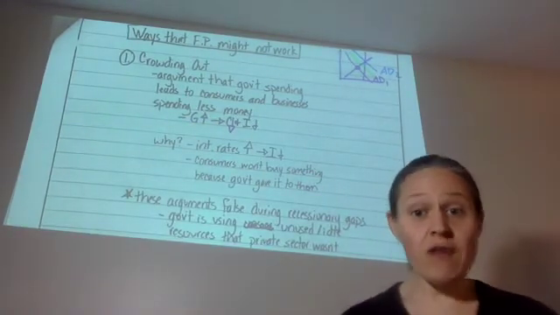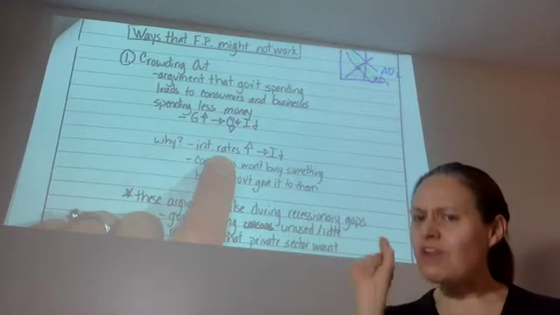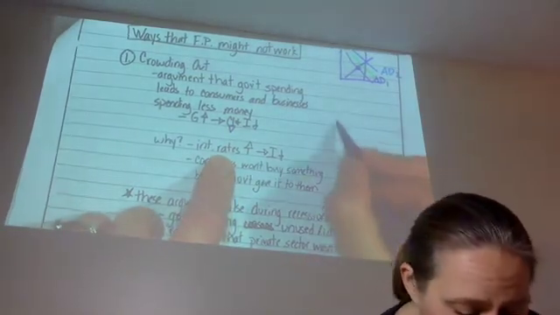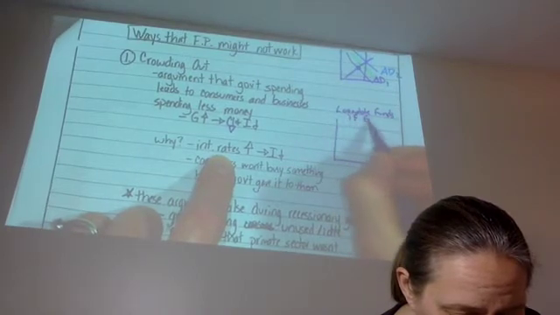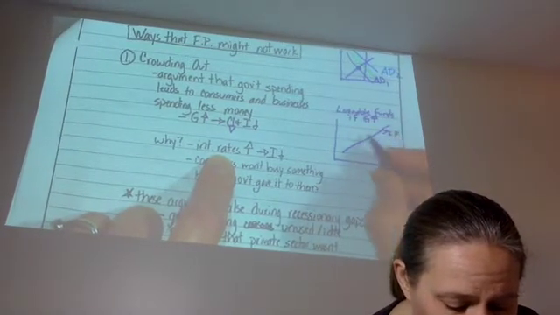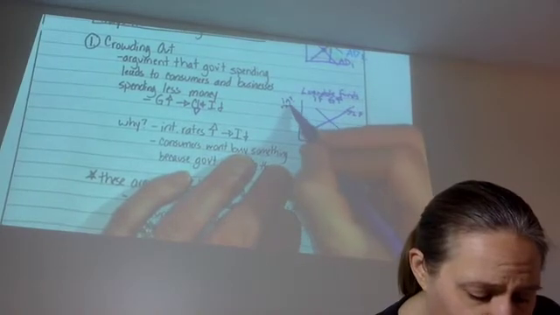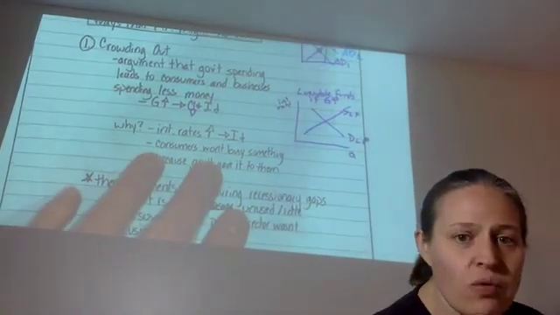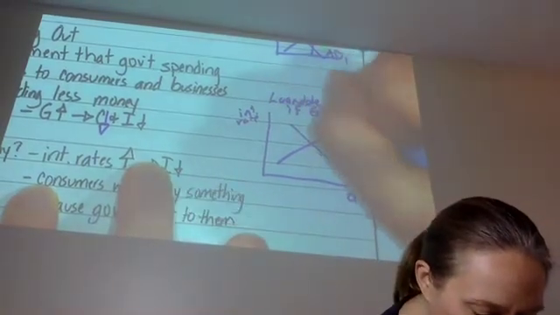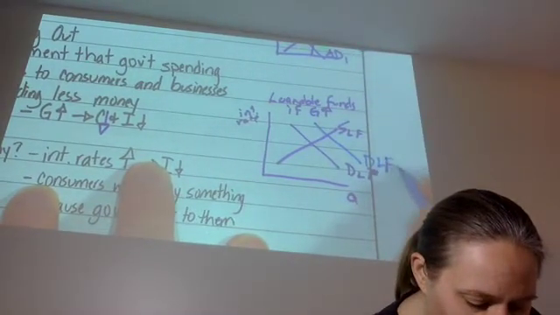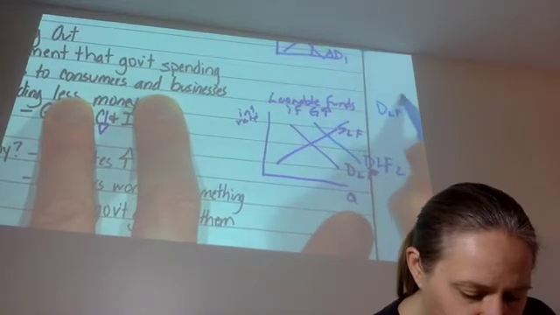Well, because if government spending goes up, that could increase interest rates. Why would government spending going up increase interest rates? Because of our market for loanable funds. If government spending goes up, well, we have our supply of loanable funds, our demand for loanable funds, and then we have our interest rate and our quantity. If government spending goes up, that's going to increase the demand for loanable funds. If government spending goes up, the demand for loanable funds will increase.